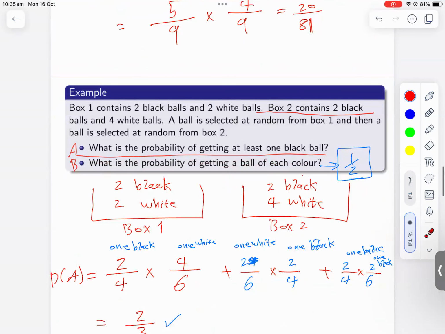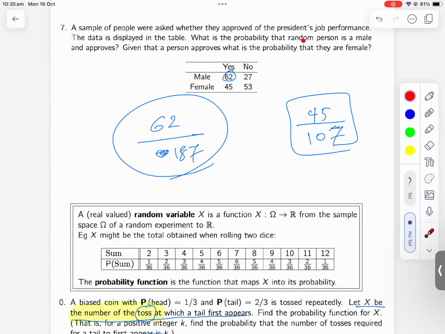A sample of people were asked whether they approved of the president's job performance. What is the probability that a random person is a male and approves? Male and approves is this one. Given that it's a conditional probability, we choose from the part that they are female but approve. So 45 divided by the summation of 45 and 53.